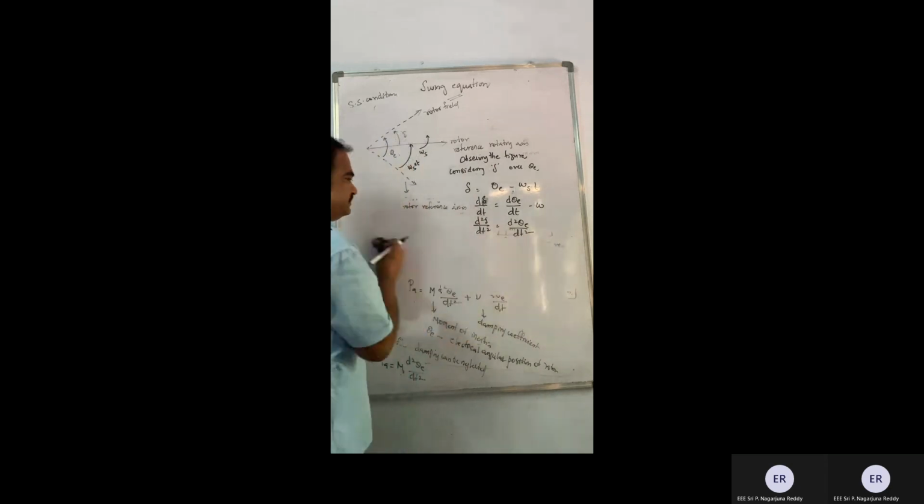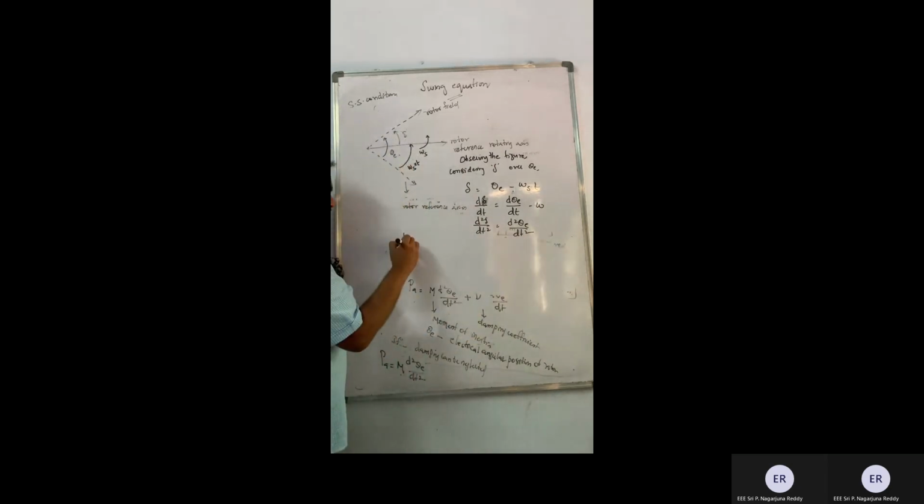I am substituting this particular one. So what is my accelerating power? M into d square delta by dt square. Where Pa is the accelerating power, M is the moment of inertia, delta is the torque angle. So what is Pa actually? Pa is nothing but mechanical power minus electrical power.